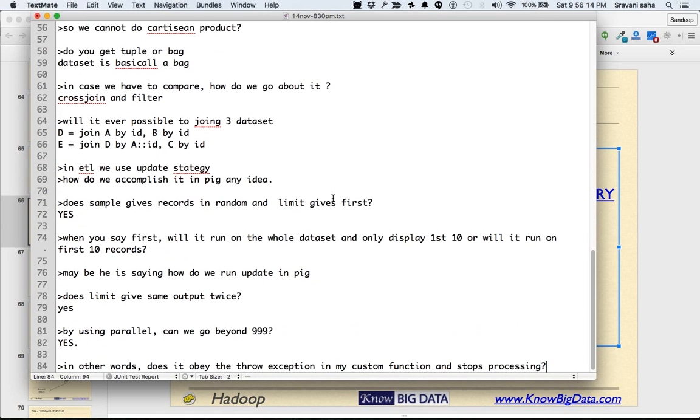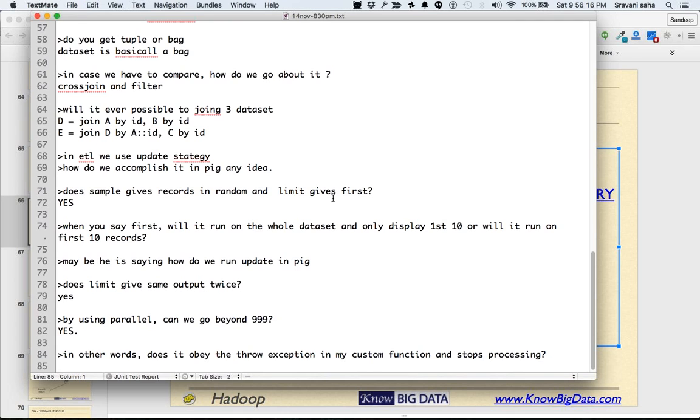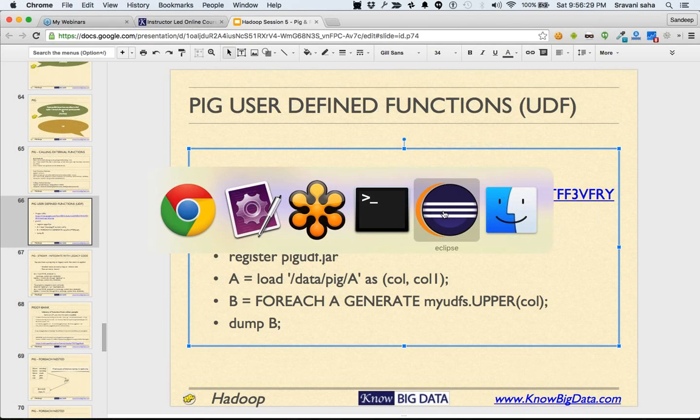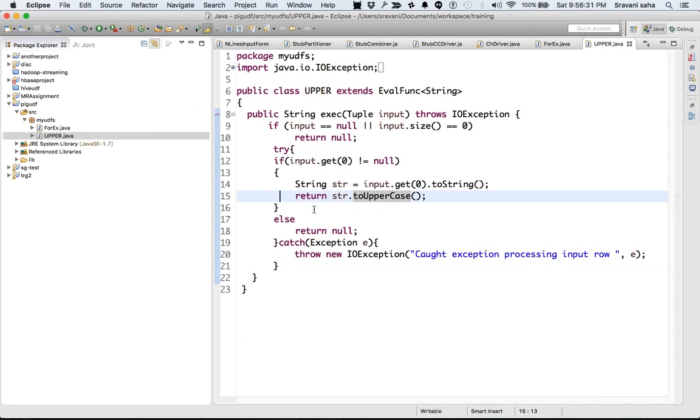There is a good question from Ravi. The question is, does it obey the throw exception in my custom function and stop processing? Yes. In case the error occurs anywhere, it will stop the MapReduce process, as if the Java code has exited, as if your mapper has exited.